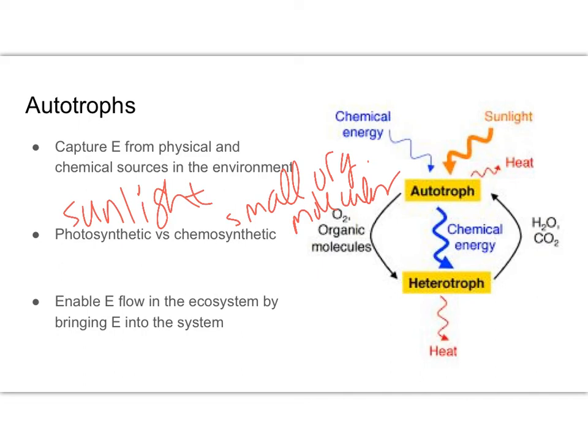Okay? What these autotrophs, or these producers, are going to do is allow for that energy flow in the ecosystem. They're going to be the ones pulling the energy into the ecosystem in the first place. So when that producer population becomes affected, that has a huge impact overall on the ecosystem.